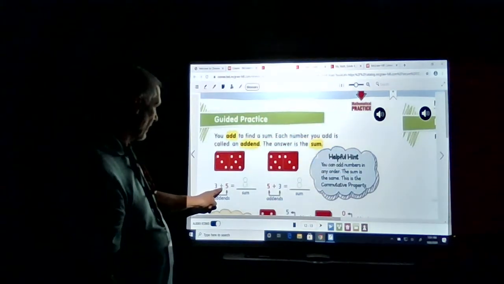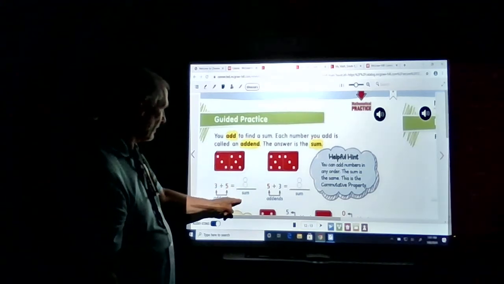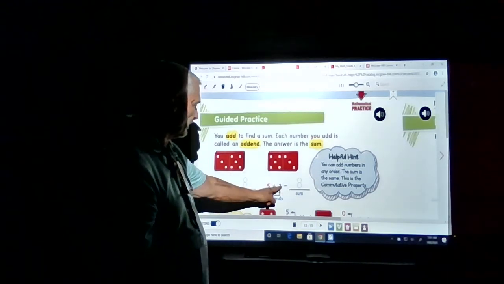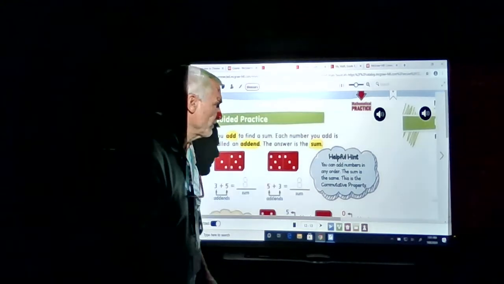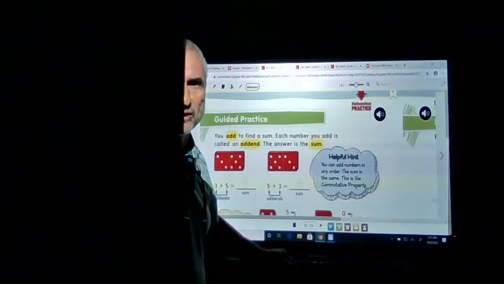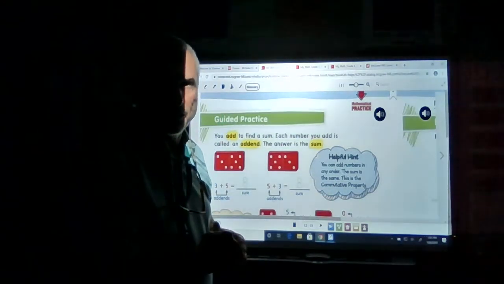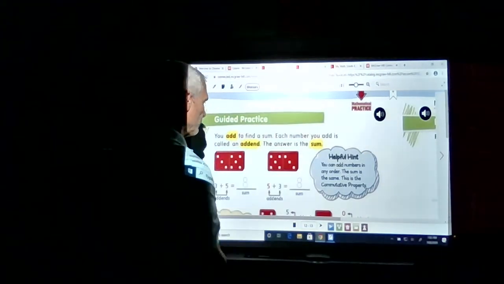Notice the 3 and the 5. The 3 came first, blue, and then the 5 red. And here we started with the 5 and then added 3 more. And it won't matter. You'll still get the same sum. This is a big word, but it's an important word because it will come up again in 3rd grade and 4th grade because this works for really big numbers also.